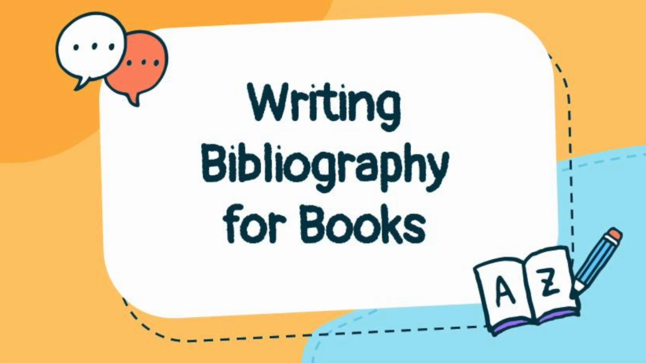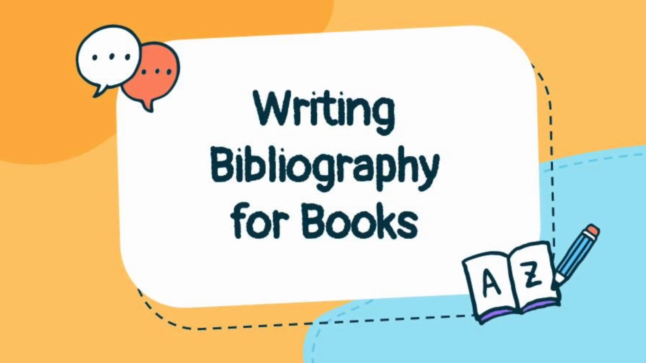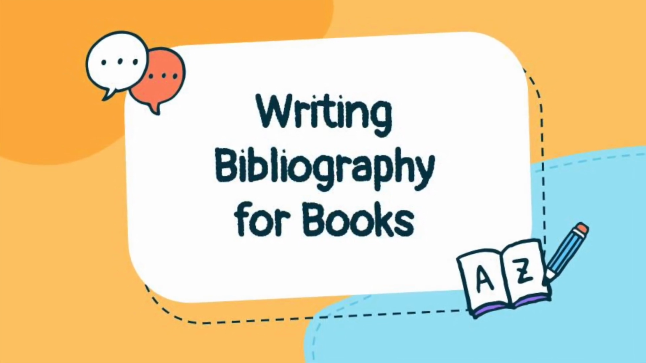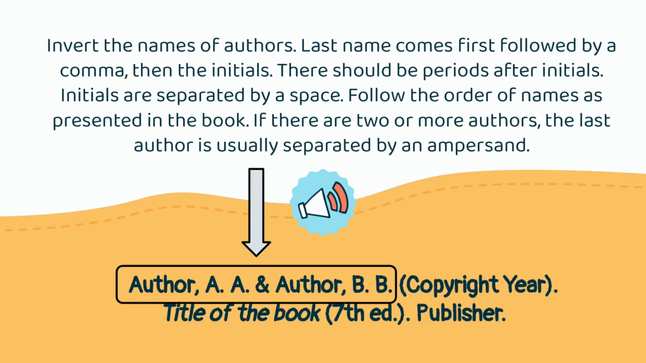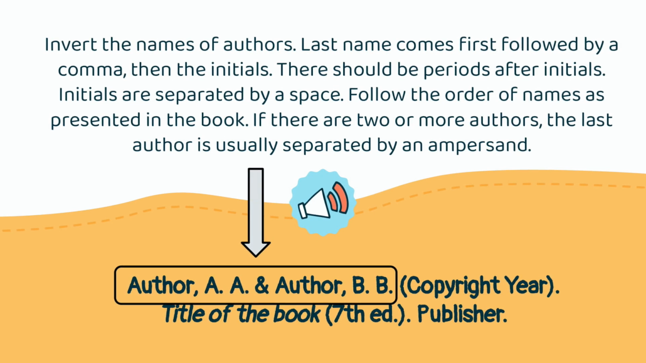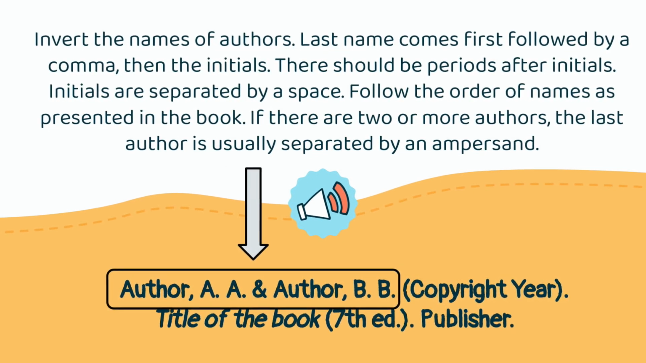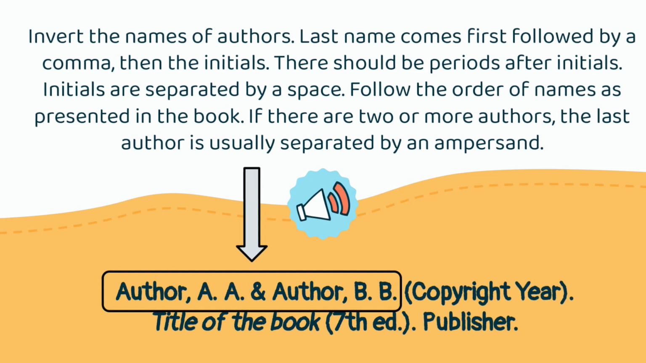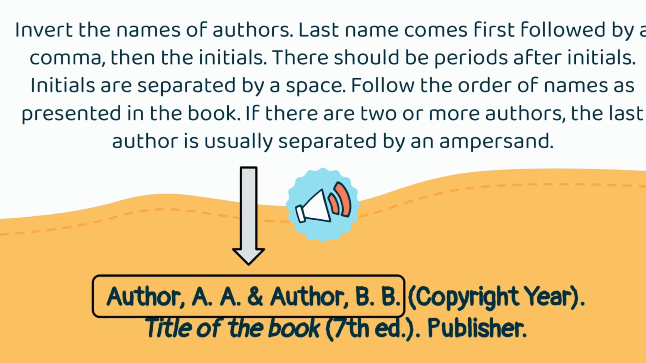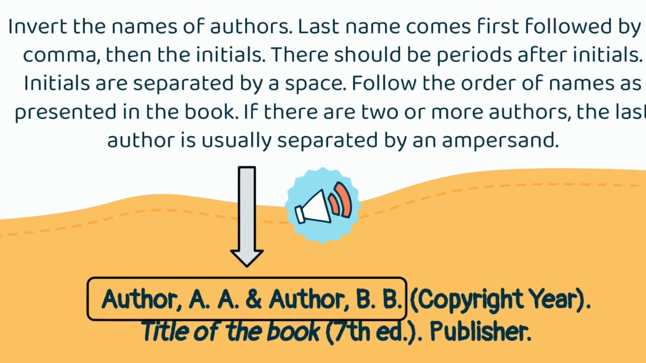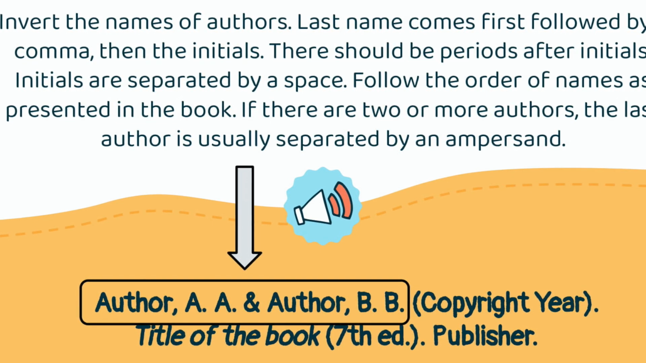In writing a bibliography for books with single and multiple authors, or edited books that have either authors or editors, or both, here are the procedures that you should follow. Invert the names of the authors. Last name comes first, followed by a comma, then the initials. There should be periods after initials. Initials are separated by a space. Follow the order of names as presented in the book. If there are two or more authors, the last author is usually separated by an ampersand, or the and symbol.